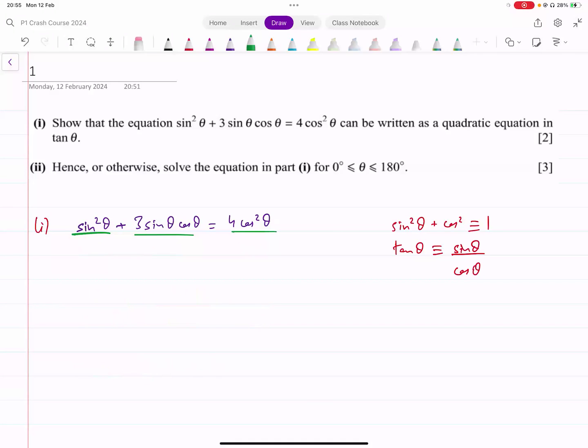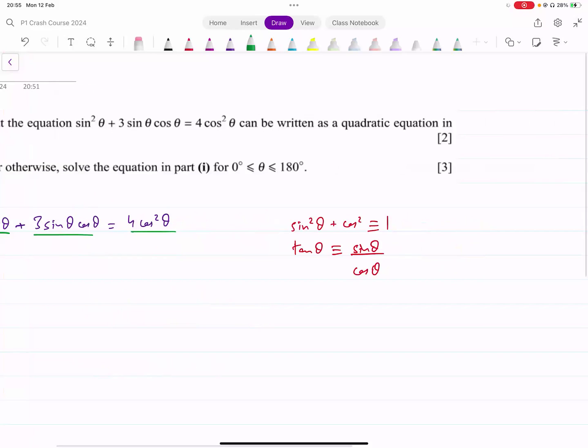since we want to convert everything to tan, we have sine square here. If we want to convert sine square to tan, remember what we talked about when we discussed identities? If tan theta is identical to sine theta over cos theta, then what about tan square theta? Tan square theta is identical to sine square theta over cos square theta.